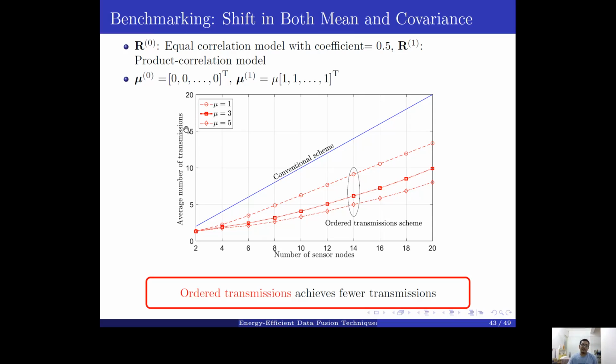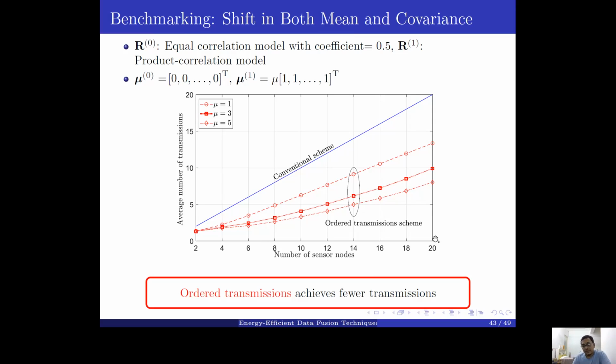We plot the average number of transmissions as a function of the number of censoring thresholds for different values of mu, and we compare the performance of the conventional scheme and the proposed order transmission scheme. You can see that the proposed order transmission scheme requires significantly fewer transmissions compared to the conventional scheme, with even fewer transmissions required as the value of mu increases.